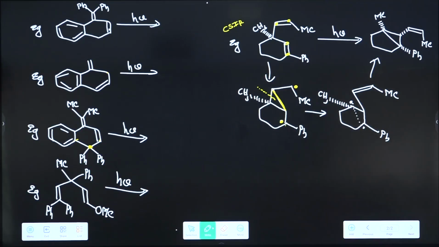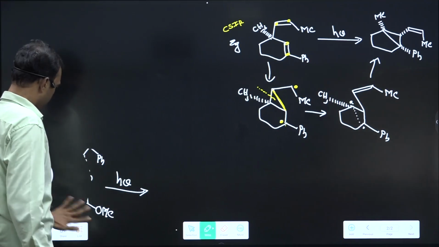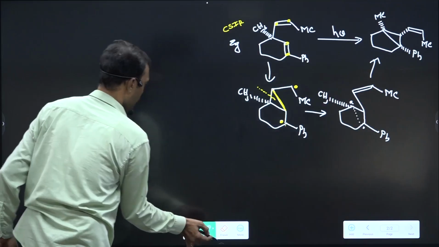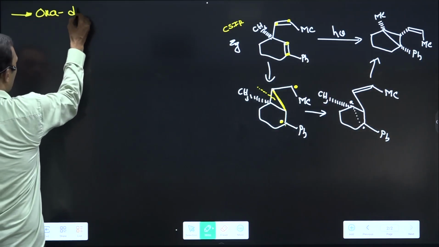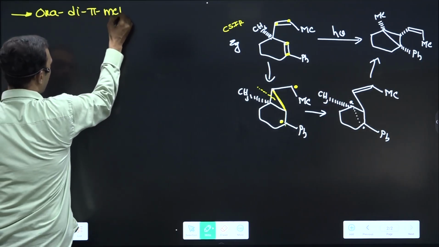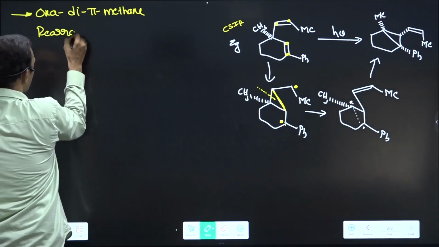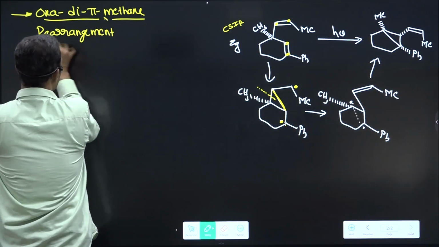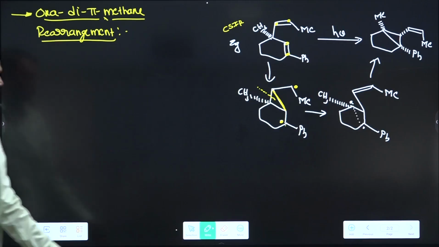Clear? Next, in that only, oxadipi-methane rearrangement. Now di-pi is over, next oxa-di-pi.